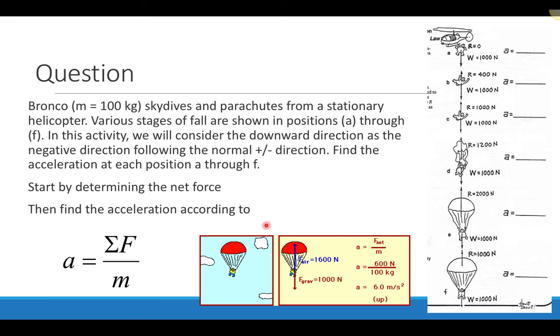Now this is actually a simulation, or a little GIF file, that sort of shows that motion from when he falls. So he's dropped, he has acceleration, the acceleration downward keeps decreasing, he reaches terminal speed, and then he opens his parachute and the acceleration changes.